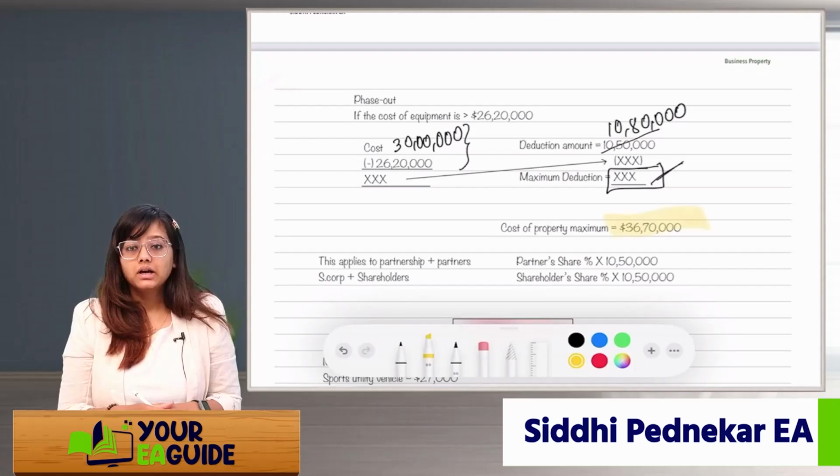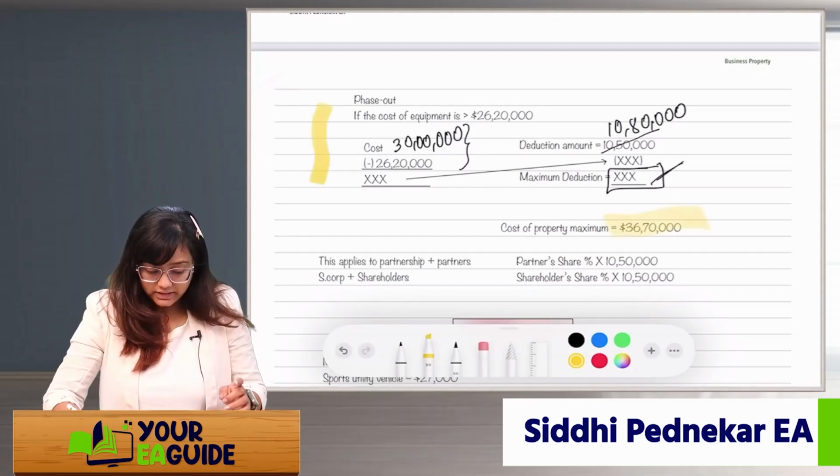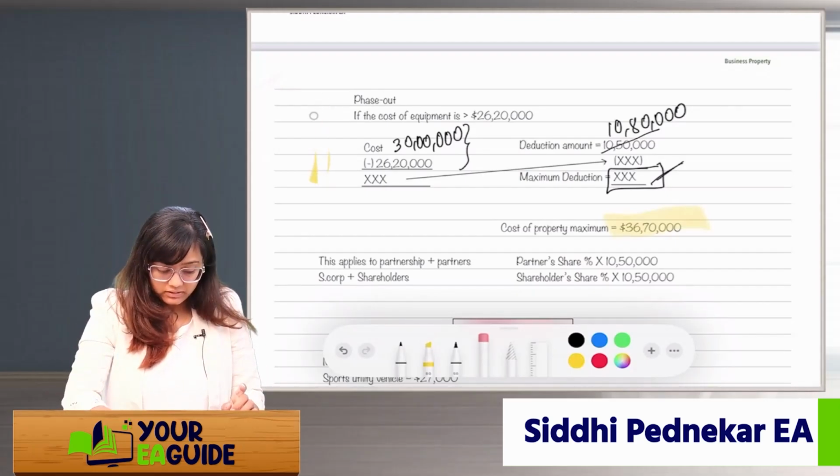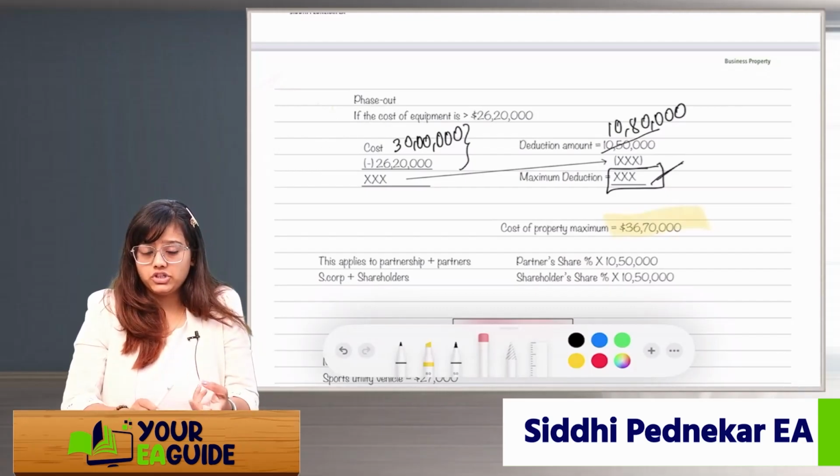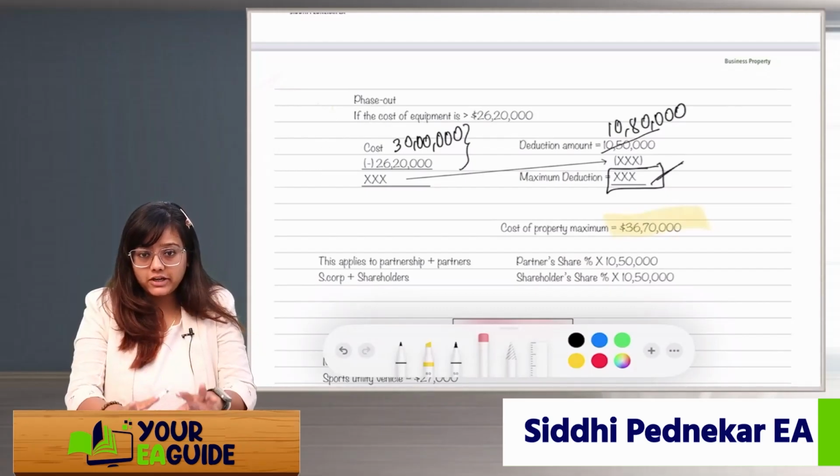All right. Next is this deduction. We have already done the partnership or corporation. If it is yet to be done, then no issue.